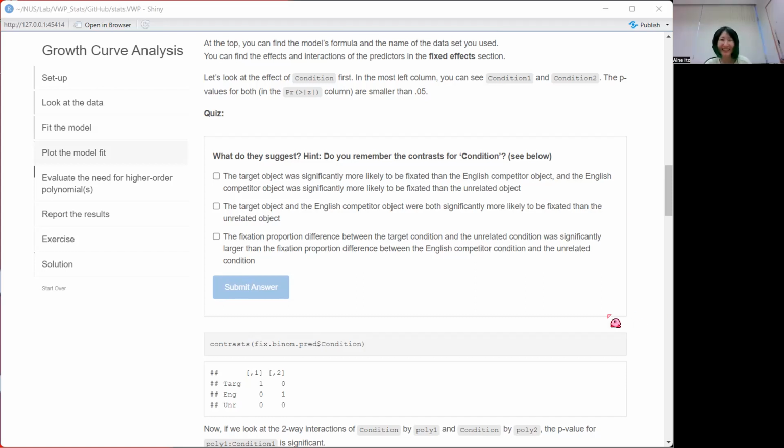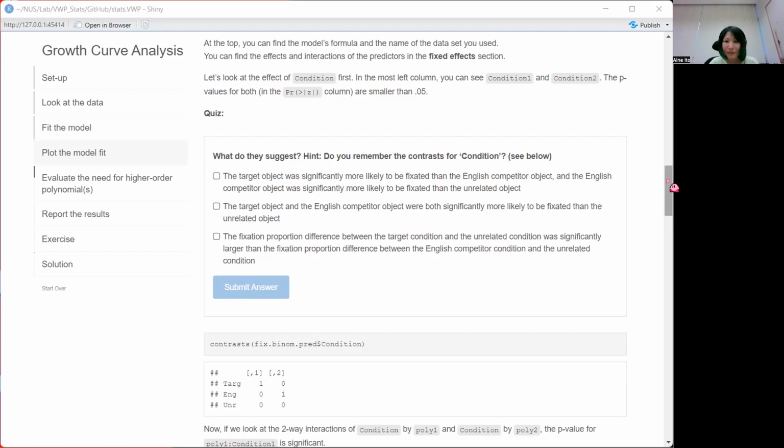Okay, all right, so let's look at the options. The first one is looking at the difference between the target and the English competitor, and the difference between the English competitor and the unrelated object. The second one is looking at the difference between the target and the unrelated, and the English competitor and unrelated condition. The last one is comparing the difference between the target and unrelated versus the difference between the English competitor and the unrelated condition.